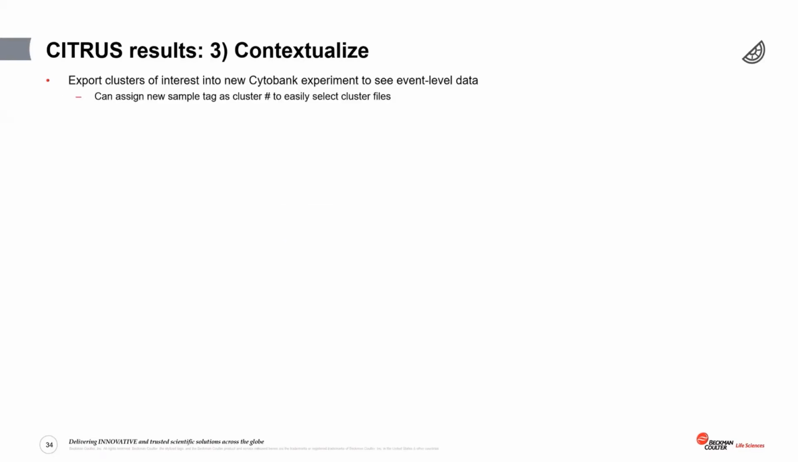After phenotyping the significant features, you should look at them in the context of what you know, of visualizations that you're confident in, like traditional biaxial plots, and in the biology that you know. To do that, you can export clusters of interest into a new experiment.